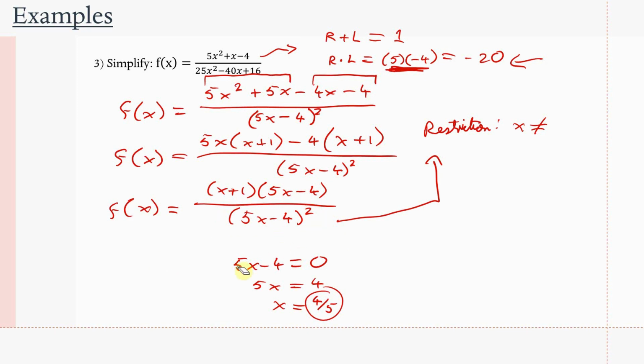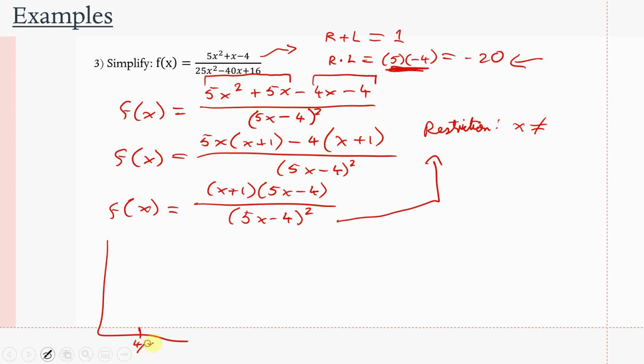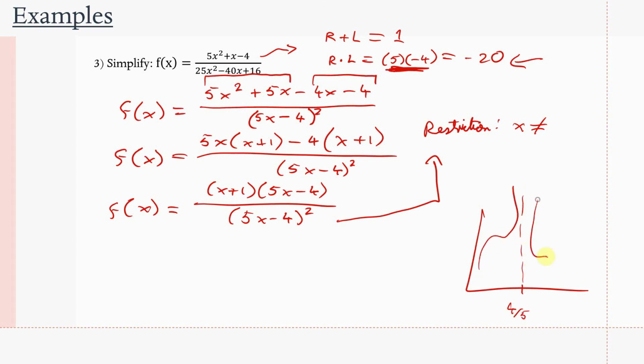And of course, as we know, in the graph of f of x, at the x value of 4 over 5, oh, I can't write there. Let me move this. At a value of 4 over 5, we will have a vertical asymptote. So the graph will never touch this line. It'll go everywhere except touch this line of 4 over 5. Okay? So the restriction is x cannot equal 4 over 5, or else our function will be undefined.